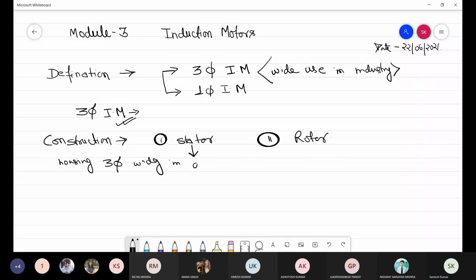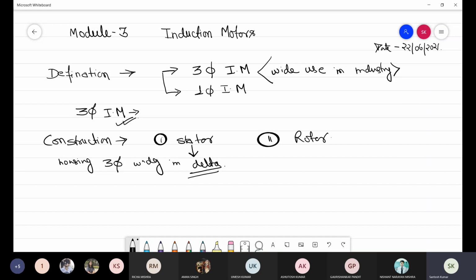delta. अब ये डेल्टा में क्यों होता है? It's a matter to be studied in higher classes. मतलब आगे जाओगे तो इसको समझोगे कि why the windings and why the construction of the stator is always in delta. Three-phase induction motor stator is always in delta.